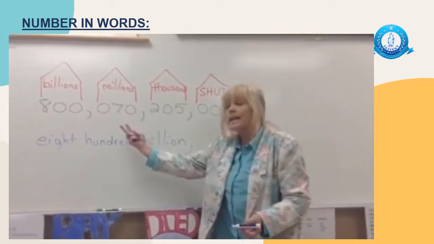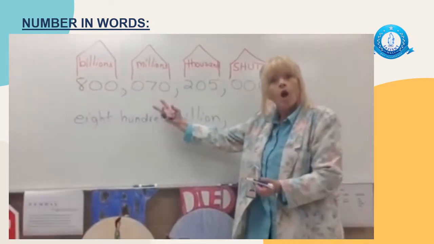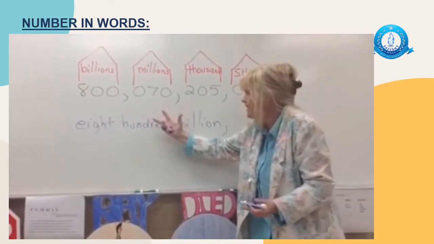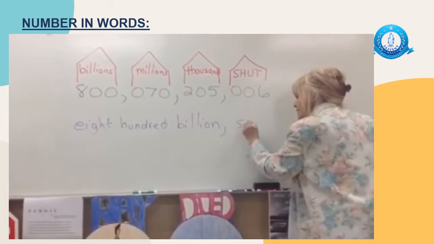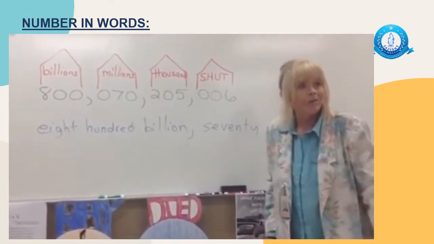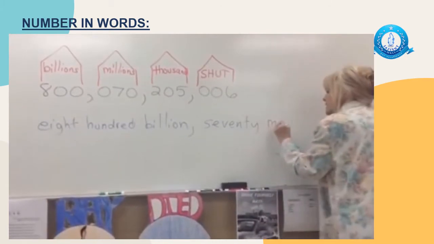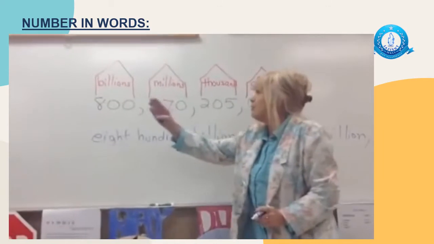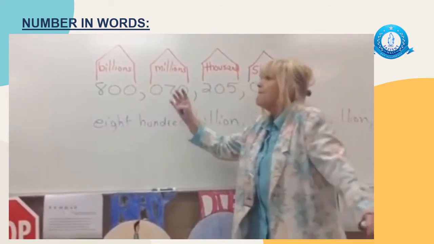Then you say who's in that house. Who is in that house? 70. So you write 70. What's the name of the house? Million. 70 million. So far we have 800 billion, 70 million.